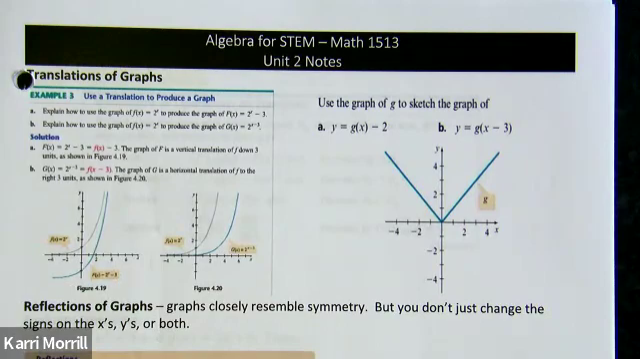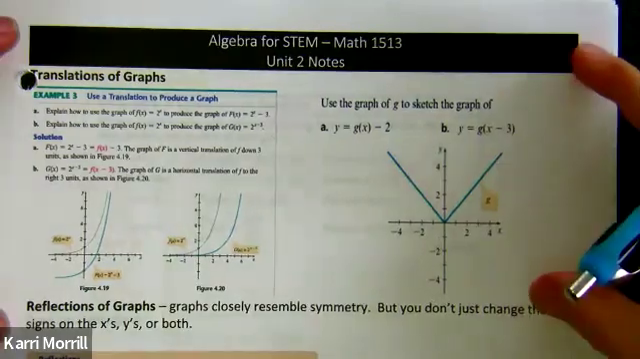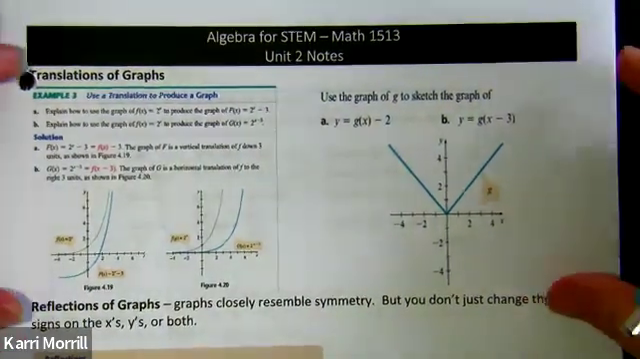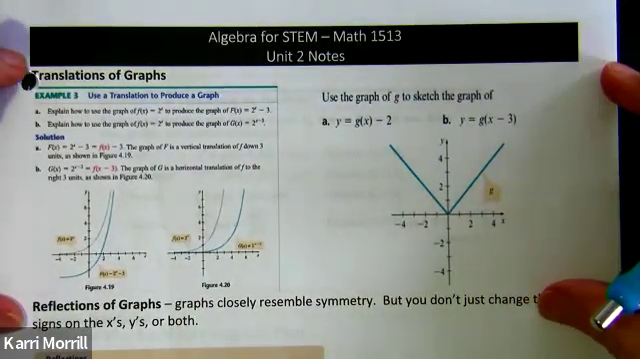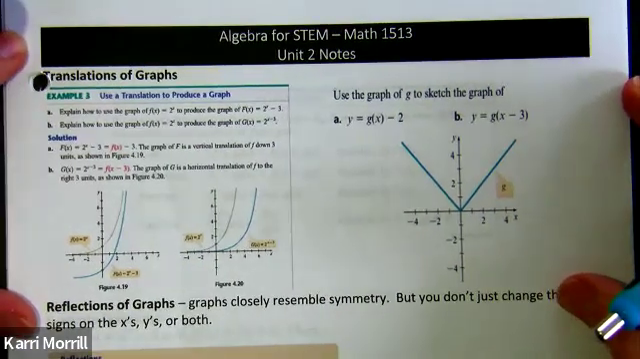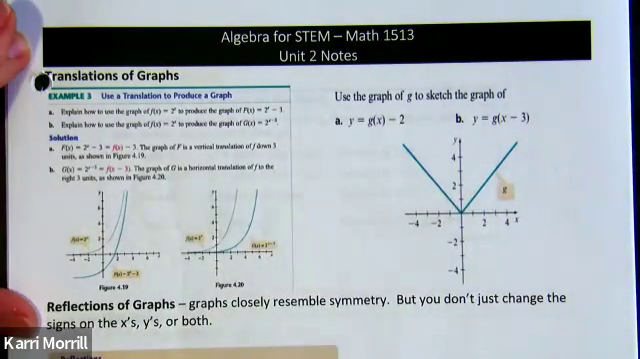So we're also talking a little bit about translations. We do more of this later. We don't do much of it now. I always wonder why it's in this, because we're really talking more about reflections and symmetry than we do here. So I'm going to quickly go over it, but just know you don't have any translations in your homework. Okay.